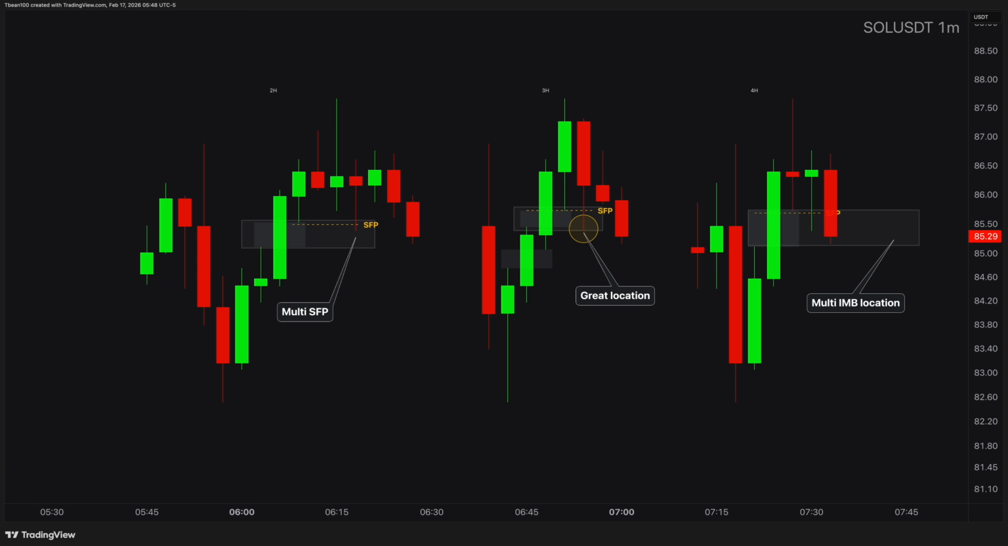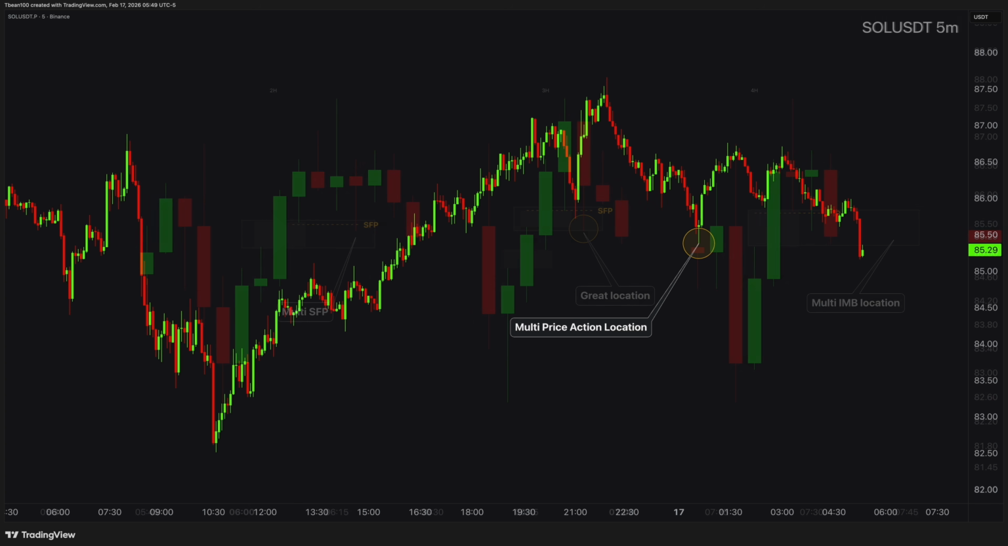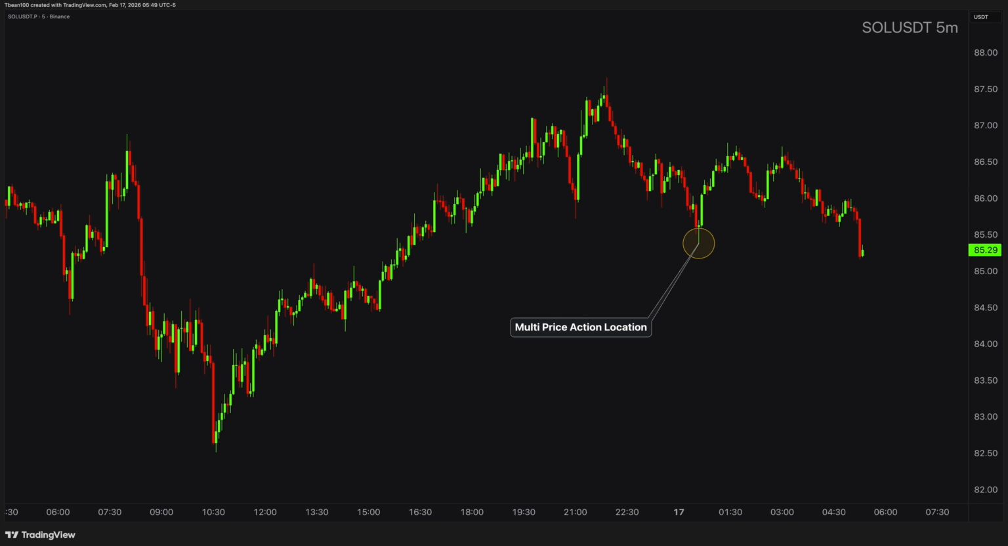Now let's drop down to the 5-minute chart and talk through this setup in more detail. This is the multi-price action location that we just identified on the hourly chart. When I first saw this, I noticed this internal market structure break followed right away by this inner imbalance area.